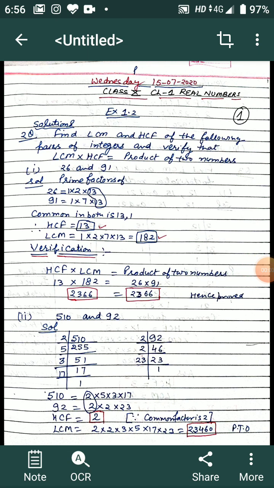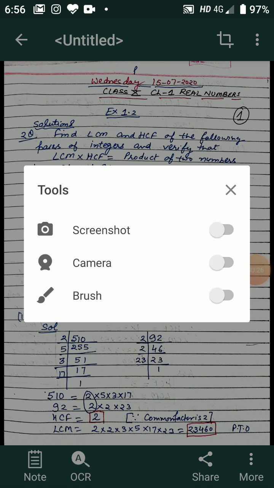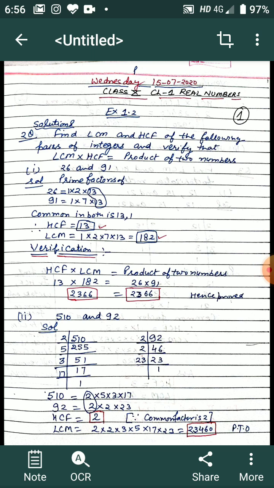Again, in this session, I am sending you exercise 1.2, and in this, I am sending you question number 2. Find LCM and HCF of the following integers. In this question, we will simply find the LCM using the factor method. We will find the HCF and LCM using the factor method, and we will find the prime factorization.